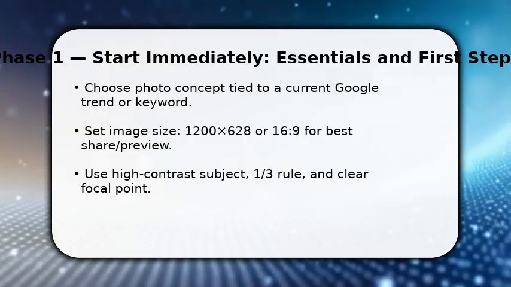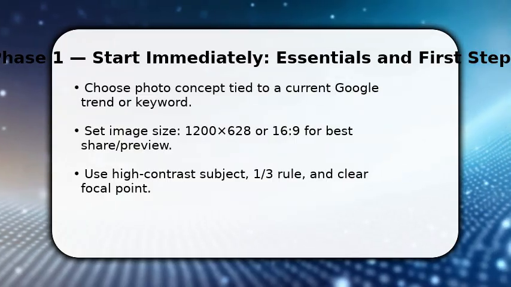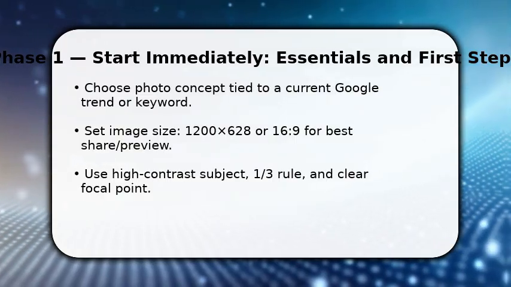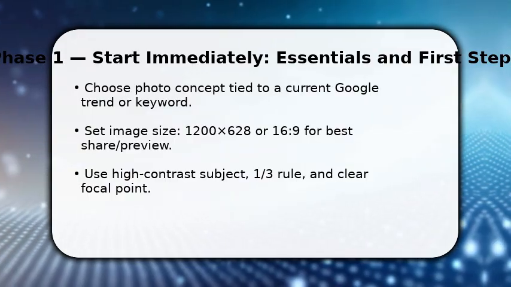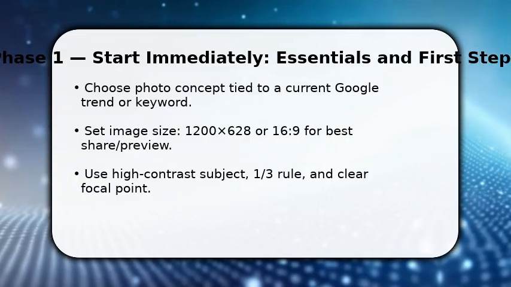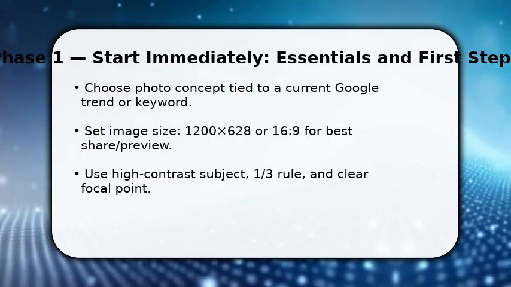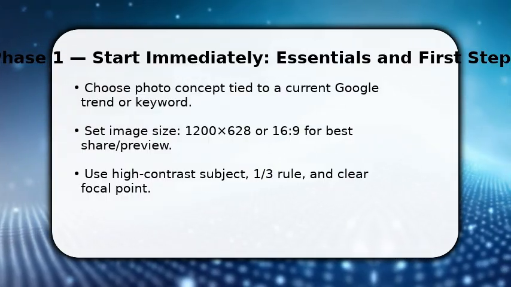Enjoy the video. You start by locking the concept to a real Google trend, find a trending keyword, and decide the visual message. Use a 1200 times 628 or 16:9 canvas so previews render crisply. Once decided, compose with high contrast and the rule of thirds so viewers spot your subject immediately.